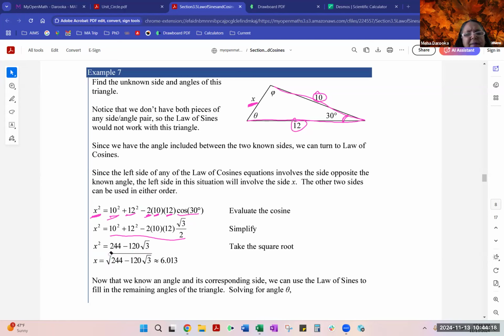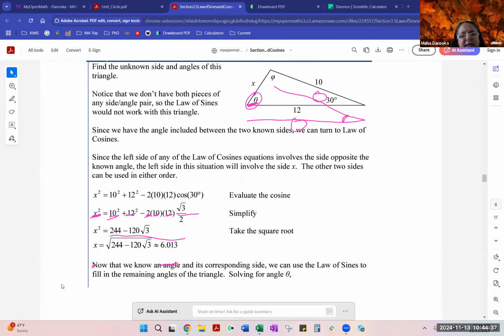So in this example, you will see we are coming out with x, the third side, as approximately 6.013. Now, of course, we still have those two other angles that we have to find. So let's take a look at that.